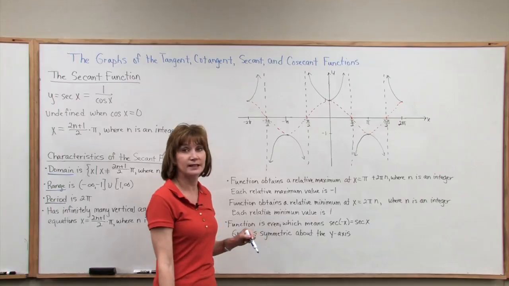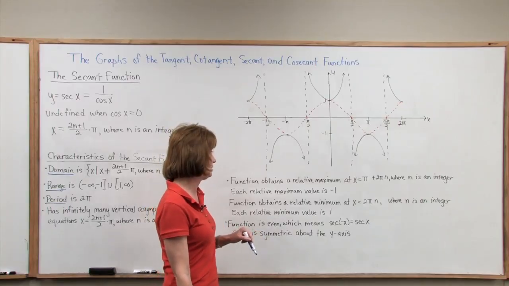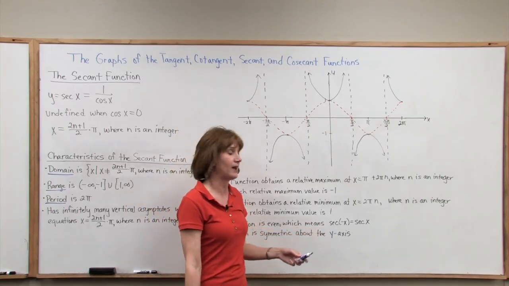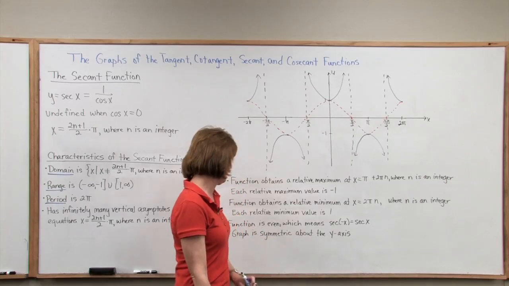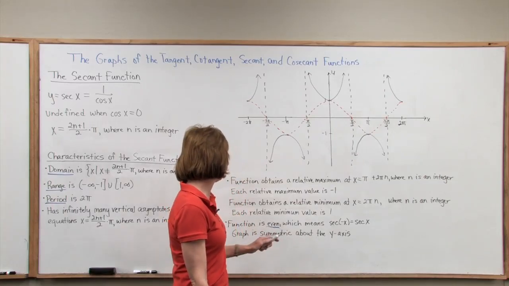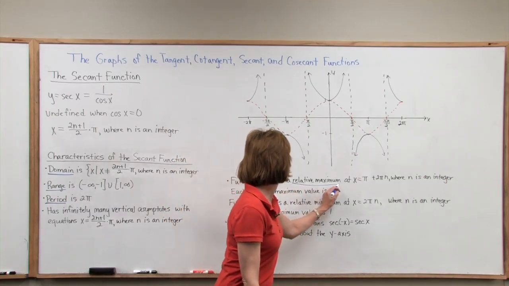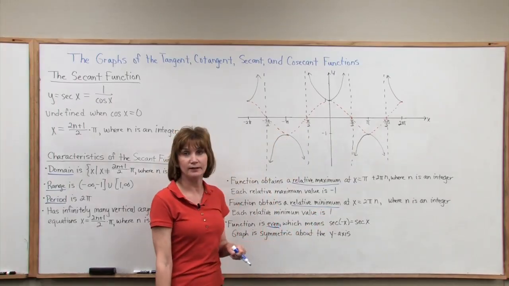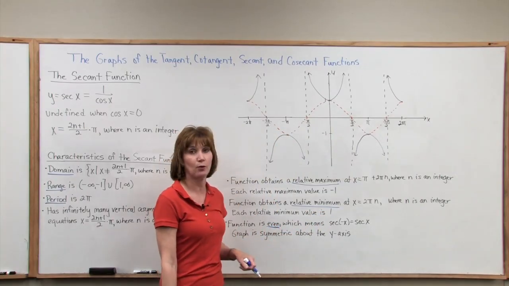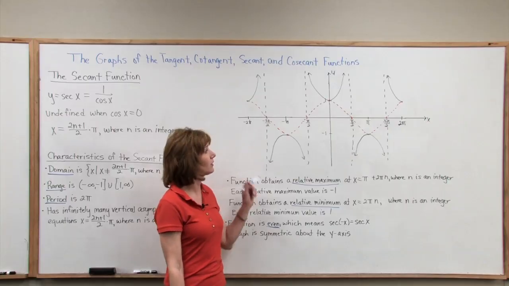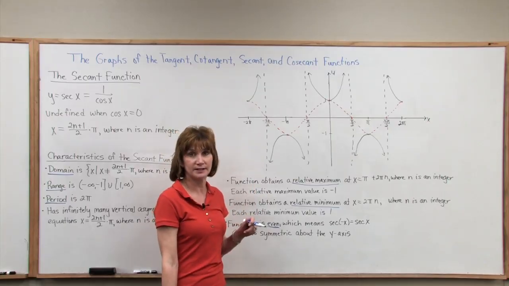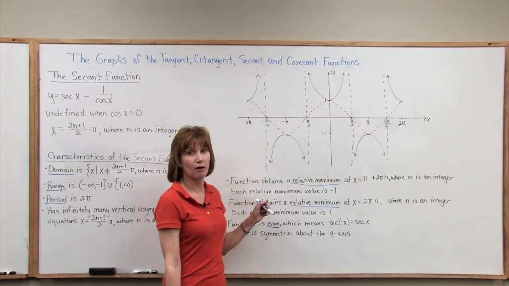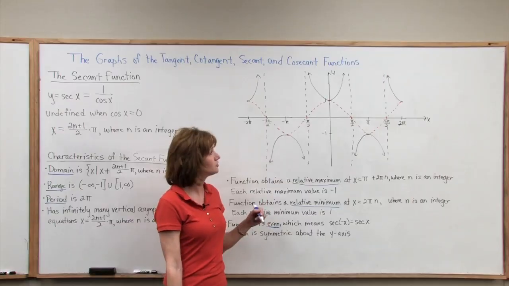The function is even, same as the cosine, which means that the secant of negative x is secant of x. That's important. Let's underline relative max and relative min. And because it's even, that means that the graph is symmetric about the y-axis. It's important that you know how to graph the secant and know where the asymptotes are and where those 2 points are.